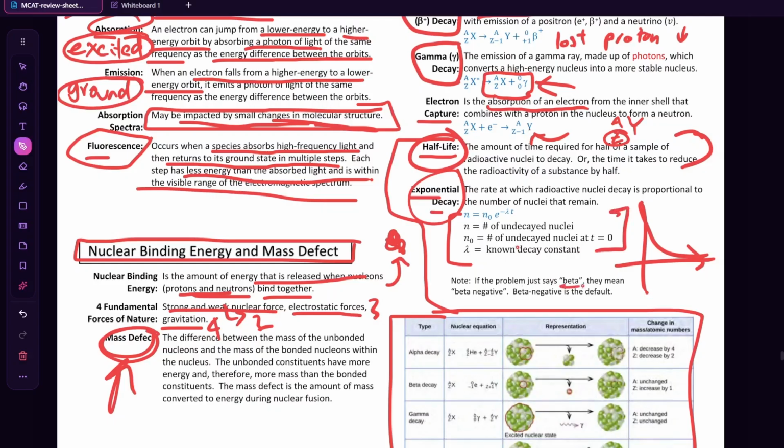Note, if the problem just says beta, they just mean beta negative. This is an important problem solving note. You can think of beta negative as the default beta. So when someone just says beta, it means beta negative rather than beta positive.